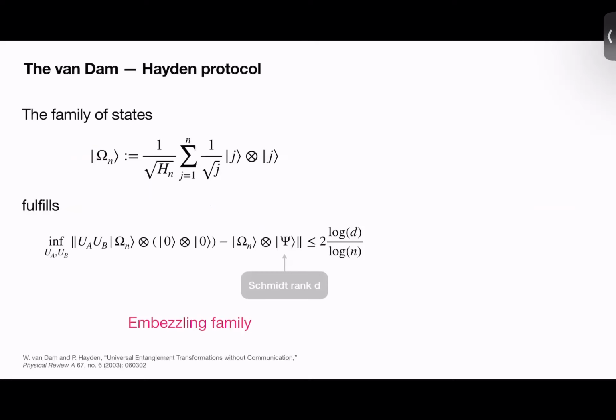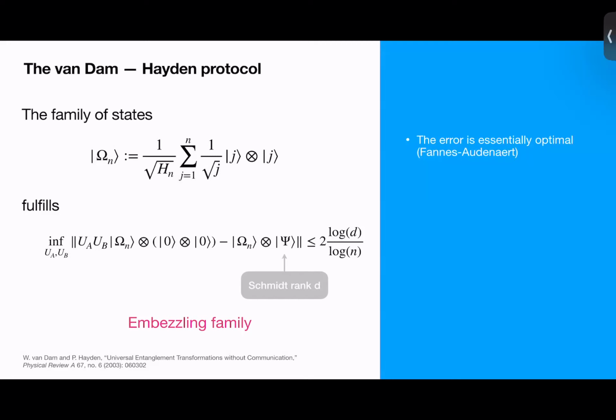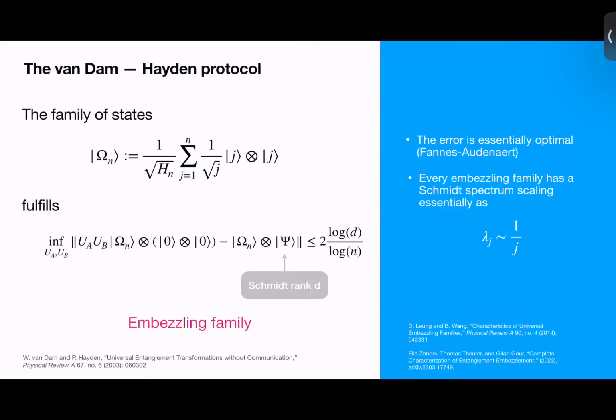So as we saw in the previous nice talk, Van Dam and Hayden discovered this nice family of states here, from which you can approximately embezzle in this sense. So if n here is large enough, the Schmidt rank of the state, then you can approximately embezzle a Schmidt rank D state up to this error, which you can make arbitrarily small as n diverges. So this is an embezzling family of states. This error here is essentially optimal. This was already shown by Van Dam and Hayden. And as we've just seen in the previous talk, whenever you have such a universal embezzling family, the Schmidt spectrum basically has to fulfill this 1 over J scaling.